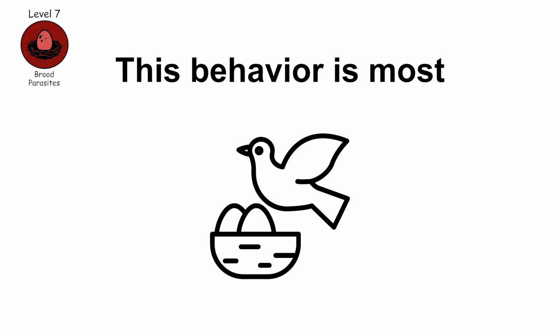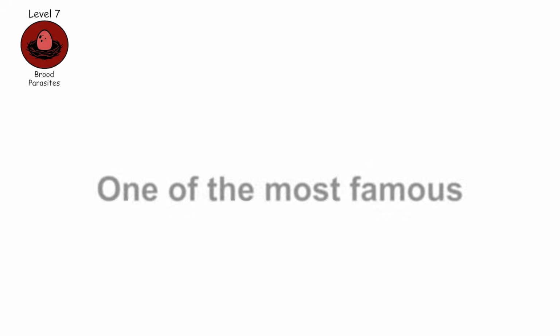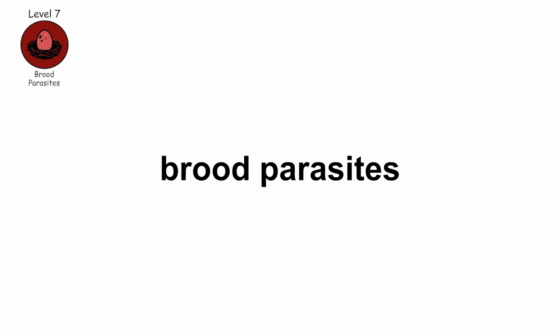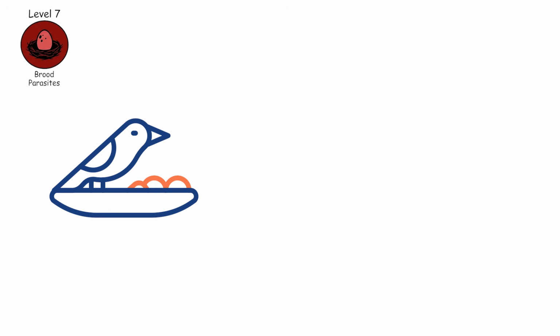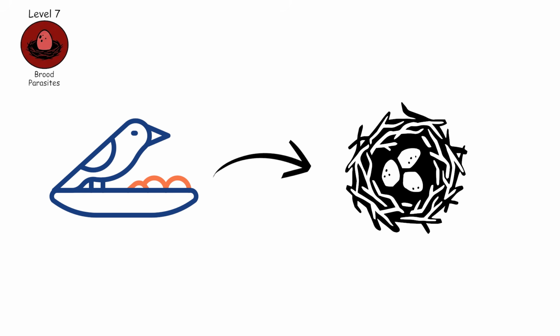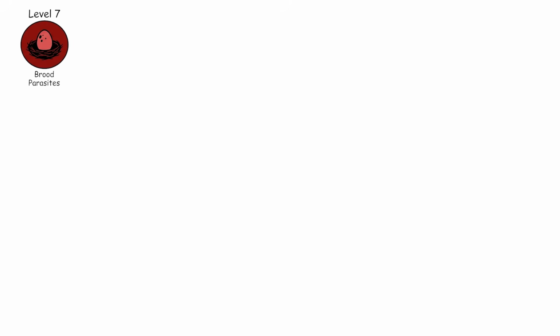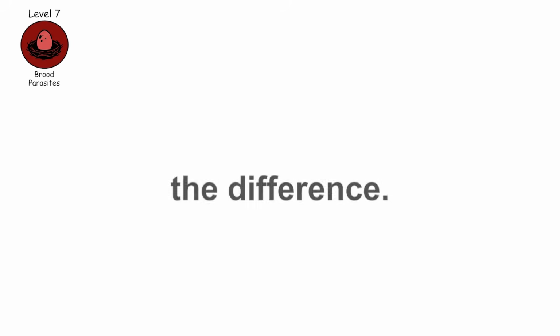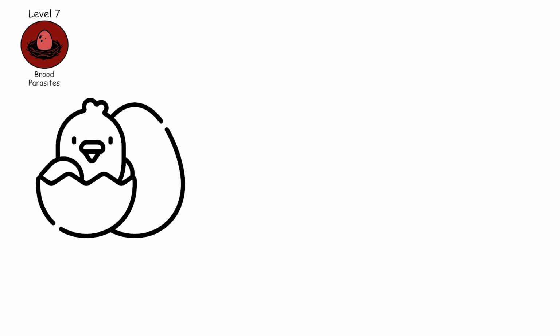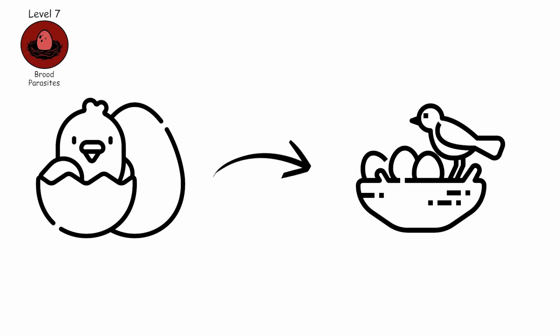This behavior is most commonly seen in birds. One of the most famous brood parasites is the cuckoo. Instead of building its own nest and raising its chicks, a cuckoo secretly lays its eggs in the nest of another bird species. Often, the cuckoo egg closely resembles the eggs of the host bird, which helps prevent the host from noticing the difference. When the cuckoo chick hatches, it may even push the host's eggs or chicks out of the nest so that it receives all the food brought by the foster parents.